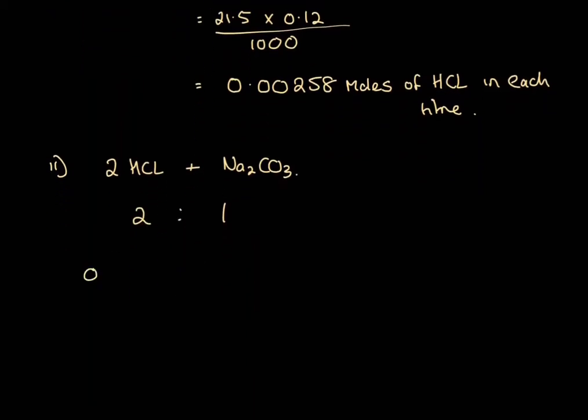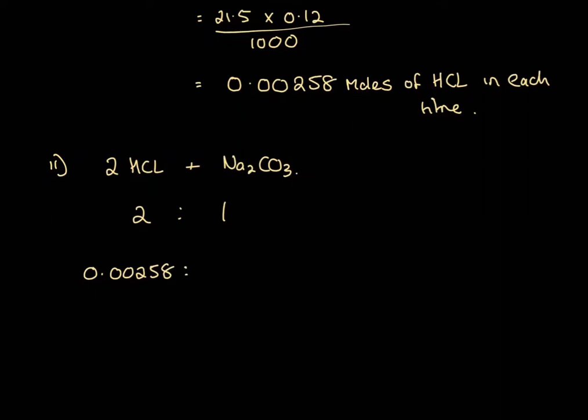Now if I have 0.00258 moles of the HCl, I can work out the moles of the sodium carbonate also. How I do that is I can see it goes from 2 to 1, so I have to half the number, because half of 2 is 1, okay? So I'm going to just half that number.